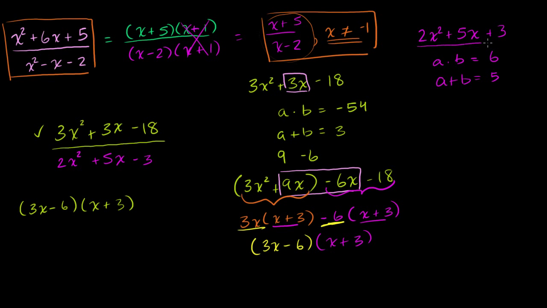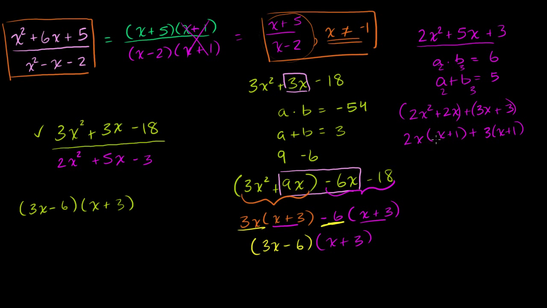I can rewrite this up here as 2x squared plus 2x plus 3x plus 3. Just like that. And then if I put parentheses over here, I group the 2x squared with the 2x because they have a common factor of 2x, and I group the 3x with the 3 because they have a common factor of 3. So here we can factor out a 2x. If you factor out a 2x, you get 2x times x plus 1, plus, you factor out a 3 here, 3 times x plus 1.